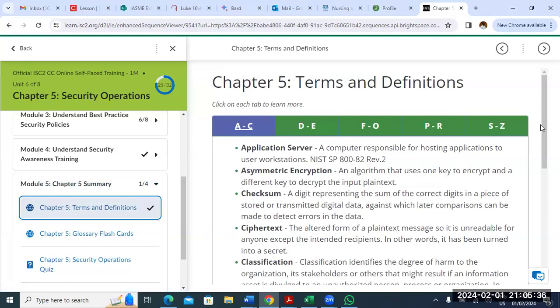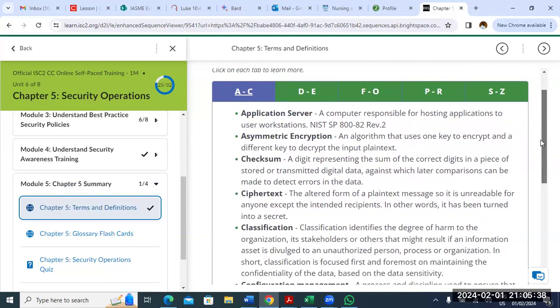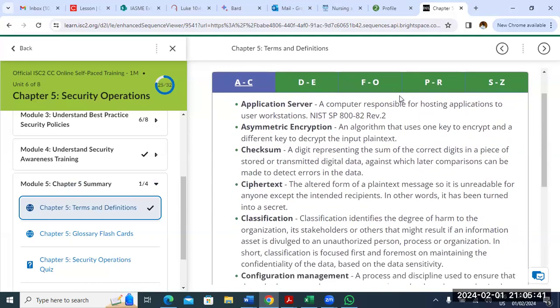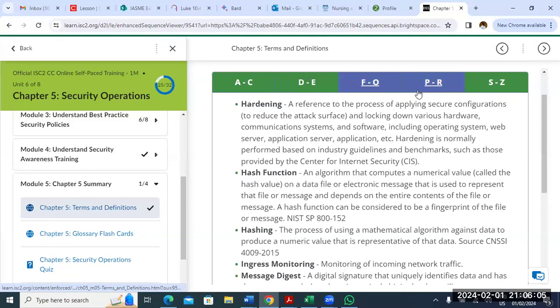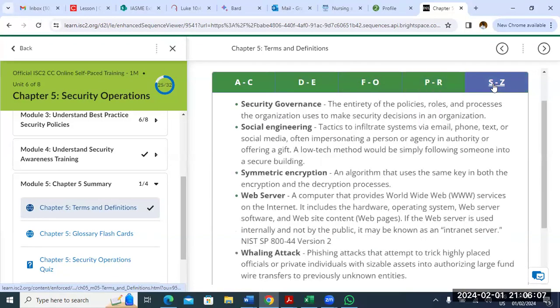These are just for getting used to those terms, so you can just go through it. Application server, server, text, classification, configuration management. When you are done, you go to D: data loss prevention, decryption, degaussing, which is the process of ensuring the data is actually removed or erased completely. So data signature, monitoring, and the rest. Just go through all of this. It's good to be familiar with them all the time.